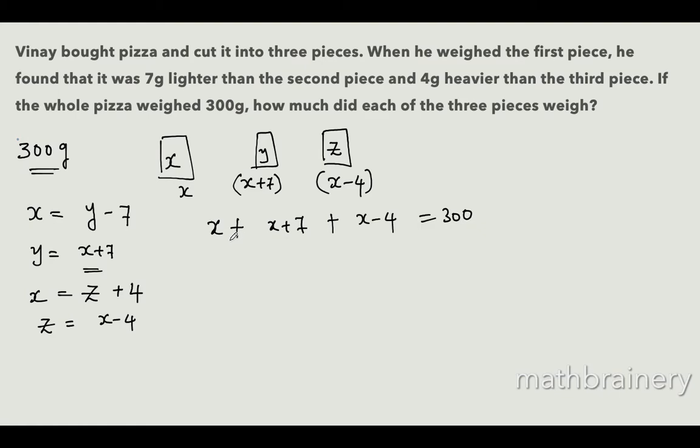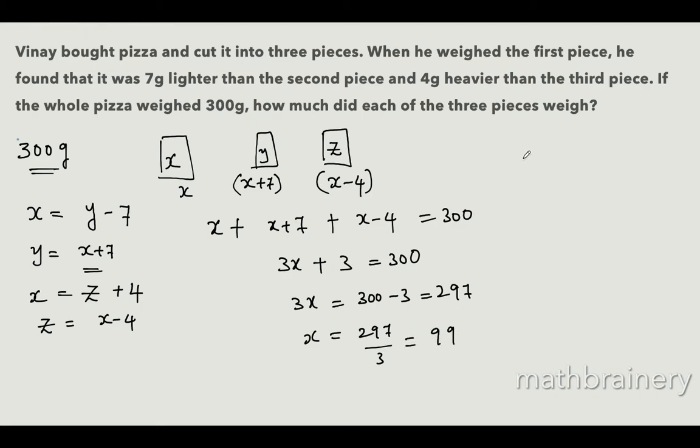Let us simplify this now. x plus x plus x is 3x, 7 minus 4 is 3, this is equal to 300. This implies 3x is equal to, when we transpose 3 to the right hand side, 300 minus 3, which is 297. So your x must be 297 divided by 3, which is 99. So the weight of the first piece is 99 grams.